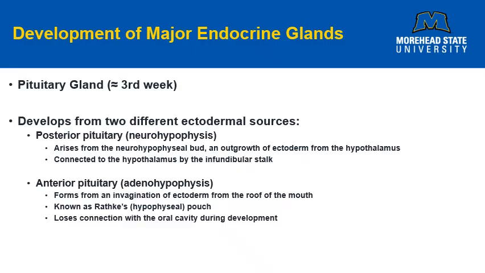Now, the anterior pituitary forms from an invagination of the ectoderm from the roof of the mouth. This is known as the hypophyseal pouch. It loses connection with the oral cavity during development, which allows it to form its own structure, the pituitary.